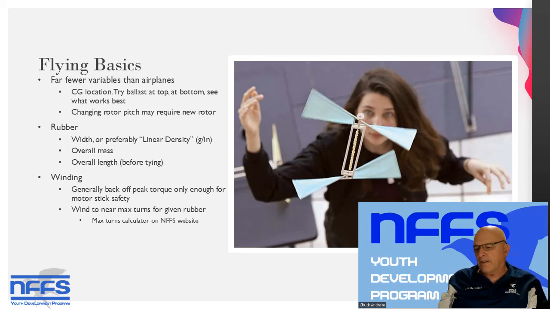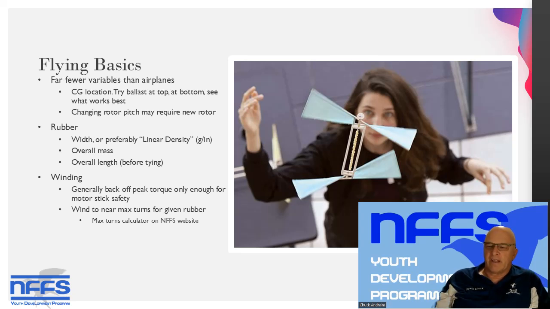Given a helicopter design, your rubber is your biggest variable. This year, there's no limit on the amount of rubber you can put on, but you can't just go unlimited in size or total mass of your rubber. At some point, it's going to be so heavy your rotors can't get off the ground. So there's going to be an optimum. There are two things you can adjust on your rubber. One is the width. We prefer to think in terms of linear density or grams per inch.